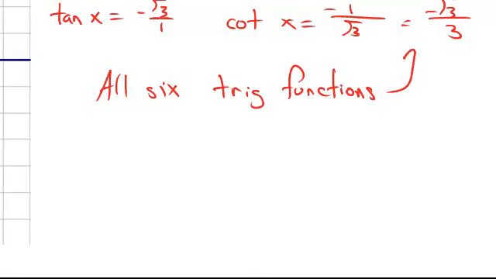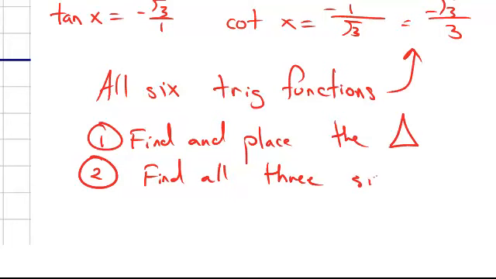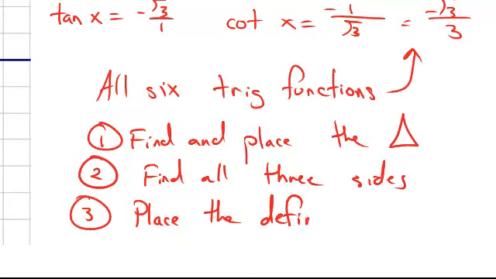What we needed to do is first find and place the triangle, and then find all 3 sides, and then finally place the definitions, since I needed to place the right sides and the definitions for all 6. That should be enough information to do the homework problems tonight. It's not super complicated. Obviously, we'll go over them tomorrow and make sure that we're all caught up.